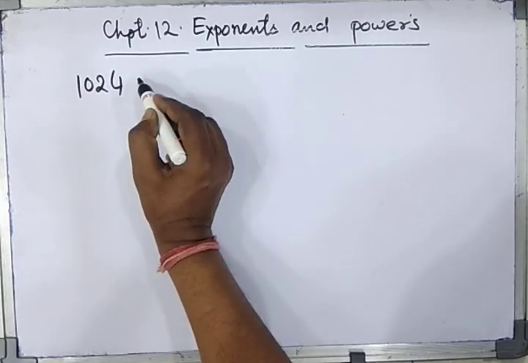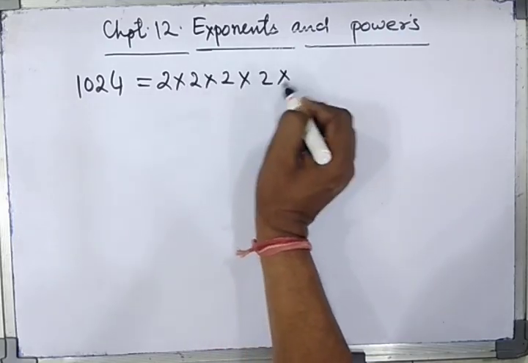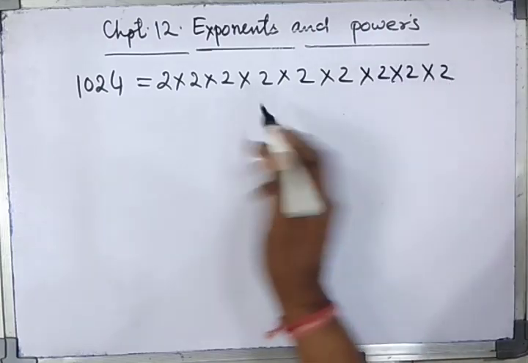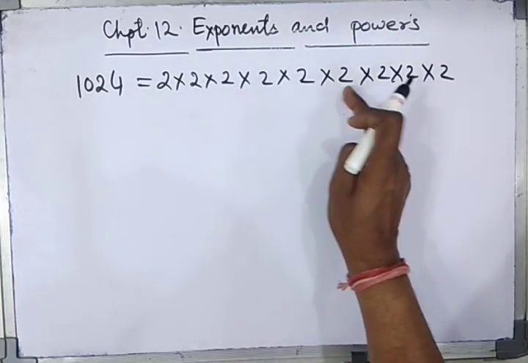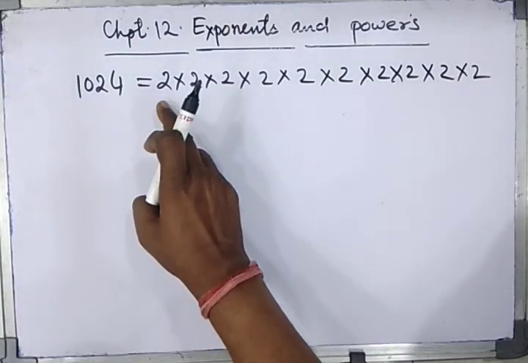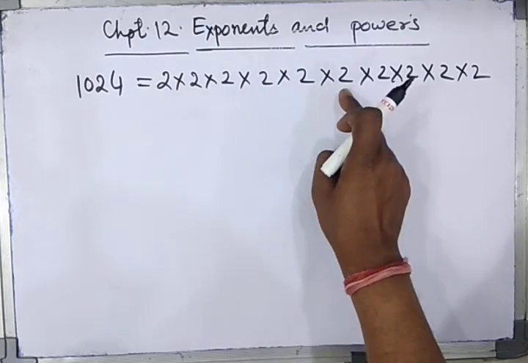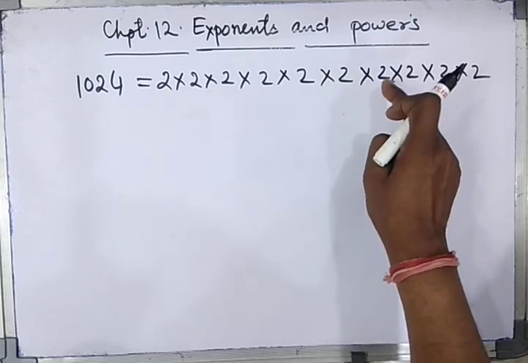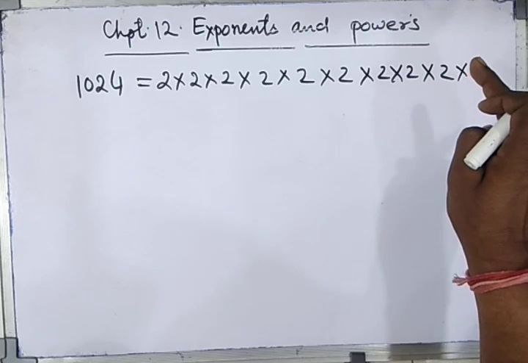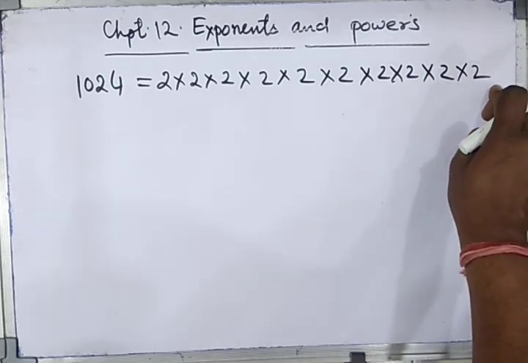1024 is equal to 2 into 2 into 2 into 2 into 2 into 2 into 2 into 2 into 2. 1, 2, 3, 4, 5, 6, 7, 8, 9 and 10. So 2 into 2, 4, 2 eights are 16, 2 sixteens are 32, 2 thirty-twos are 64, 2 sixty-fours are 128, 2 one-twenty-eights are 256, 2 two-fifty-sixes are 512, 2 five-twelves are 1024.